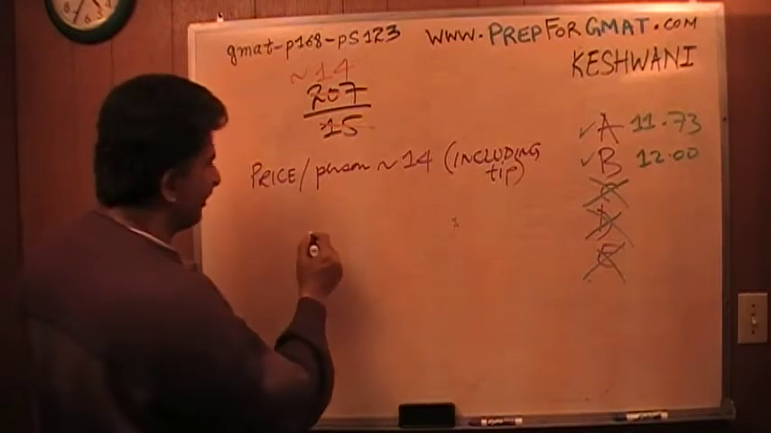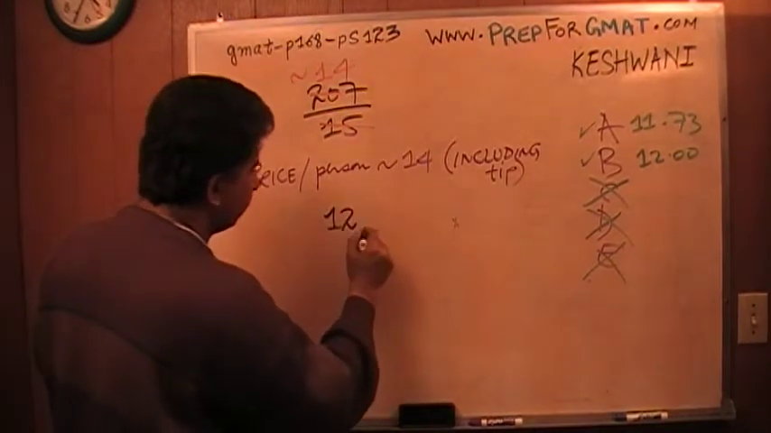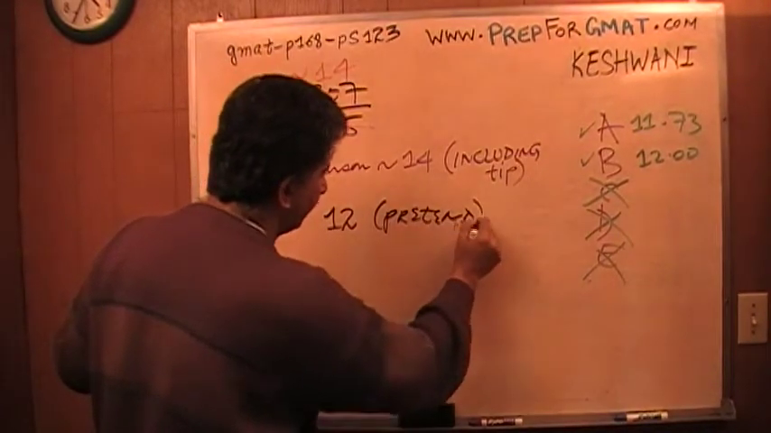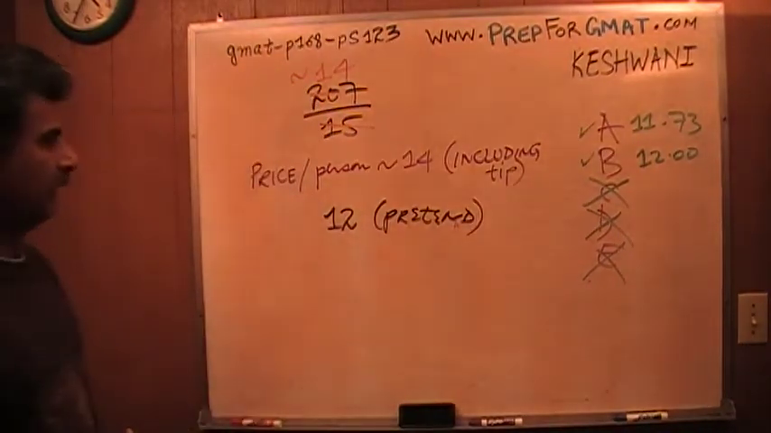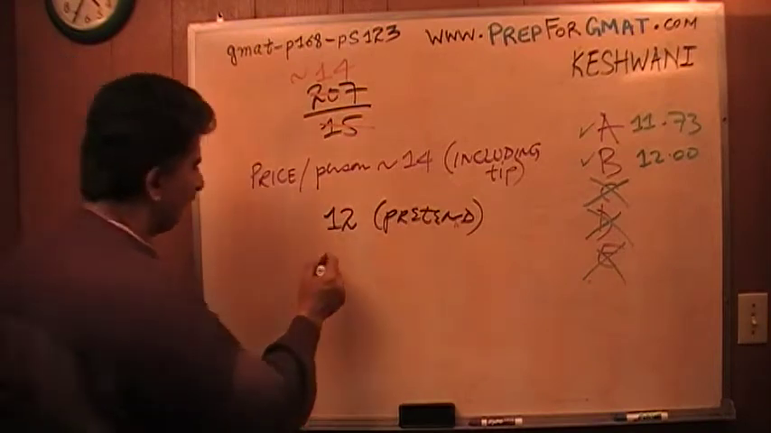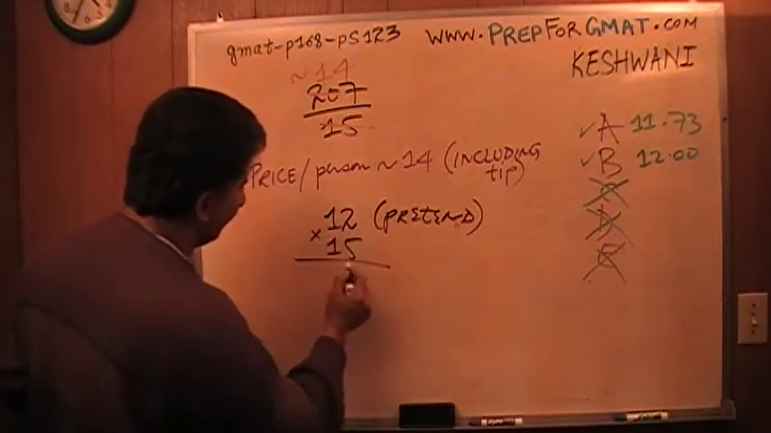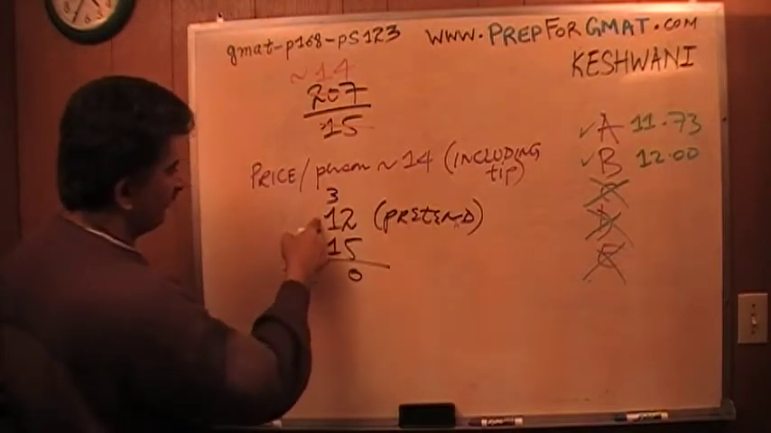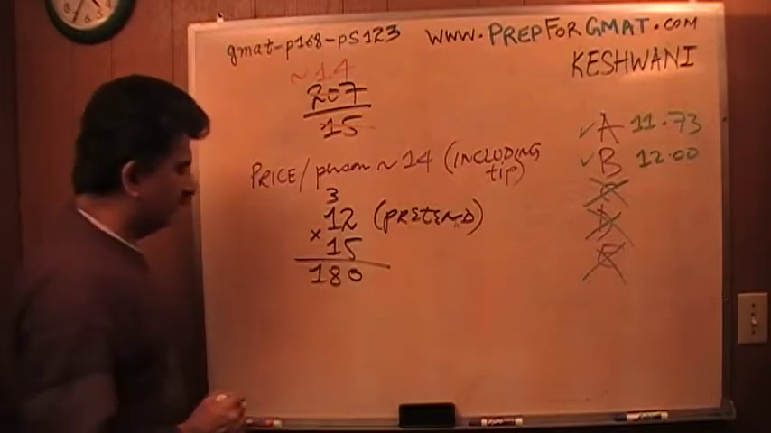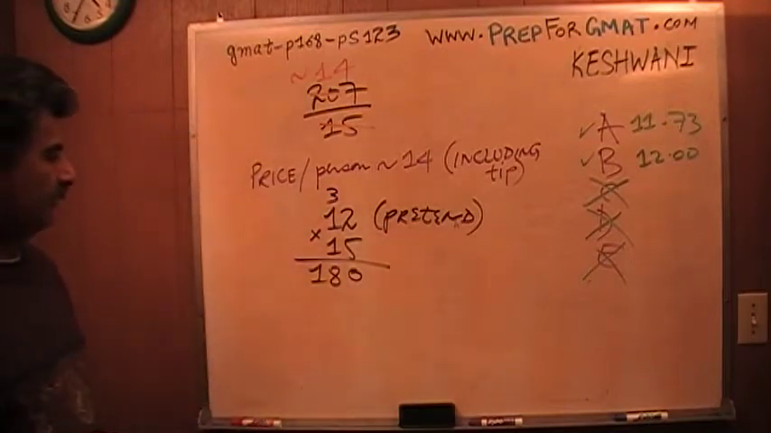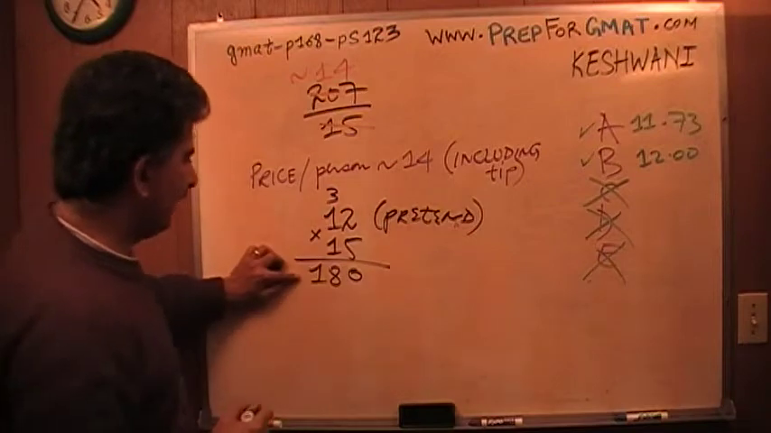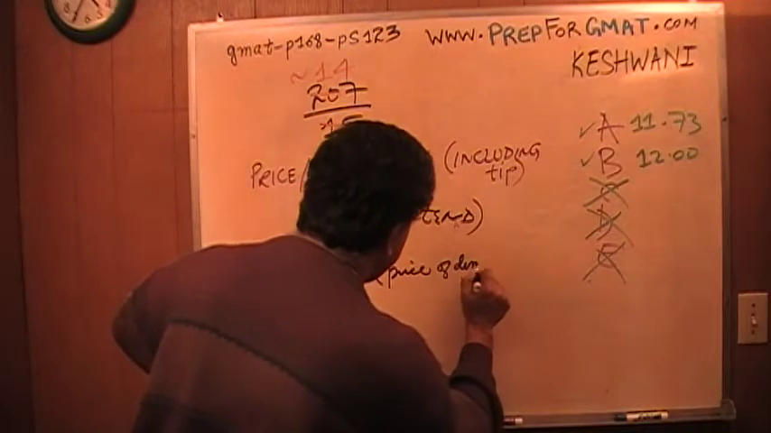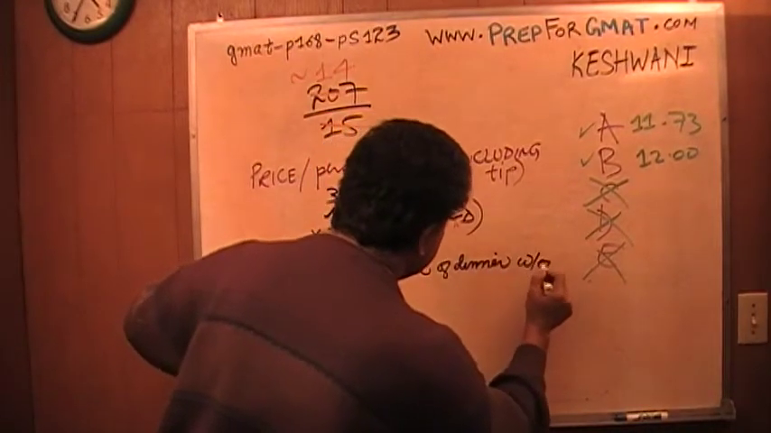So I'm going to pretend that the price per person is $12. I'm just going to pretend. I do not know yet. I don't know if that's the answer. And since there are 15 people, 15 times 2 is 30. 3 and 3. 15 times 1 is 15 plus 3 is 18, rather. So this is the price of the dinner without the tip.